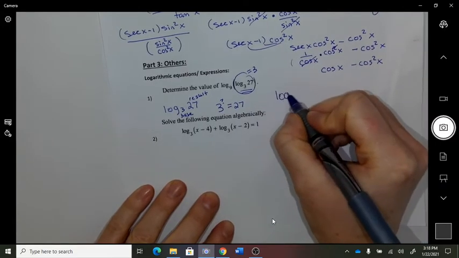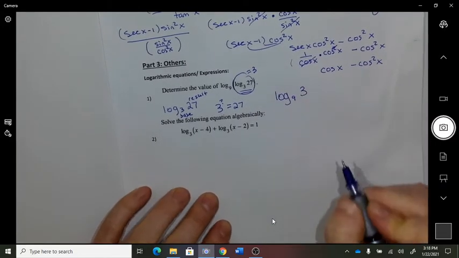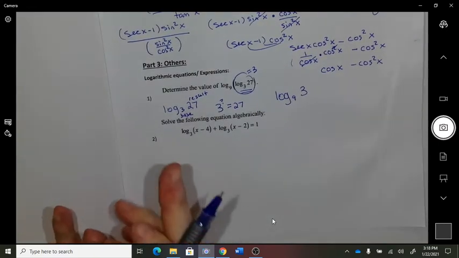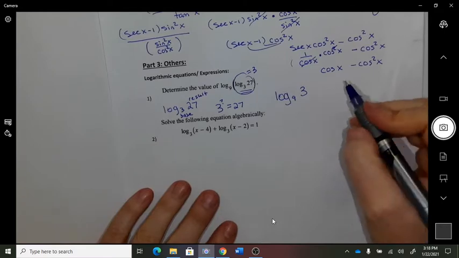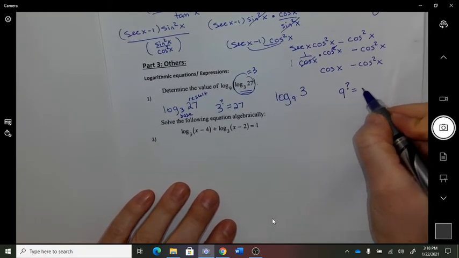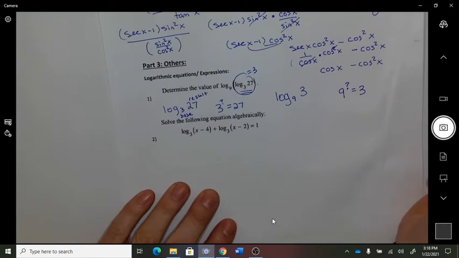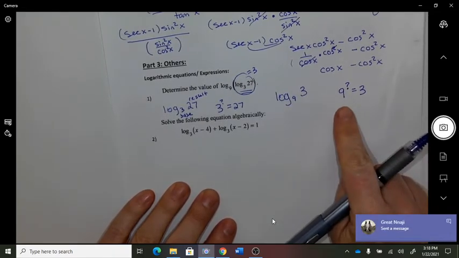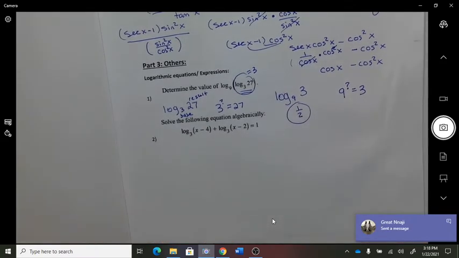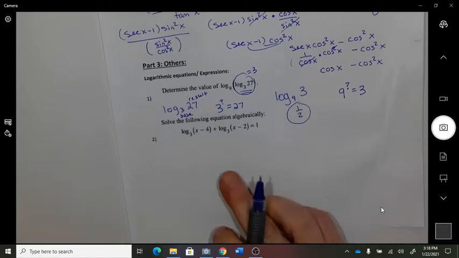So now I have a new question. So log 9 of 3. So what's the exponent that would do that? So you're doing a base of 9 to some exponent, and then the result was 3. So what would this exponent have to be? 1/2, right? Square root is the same as a 1/2 exponent. Okay, next.